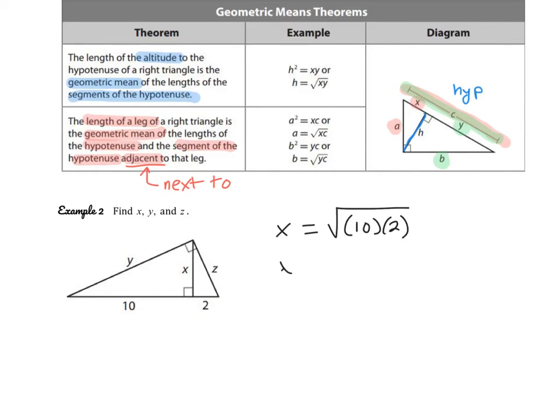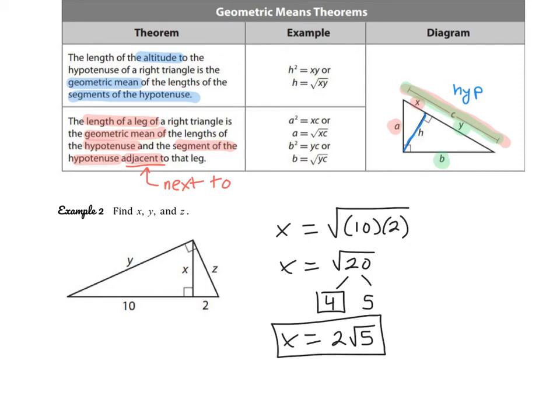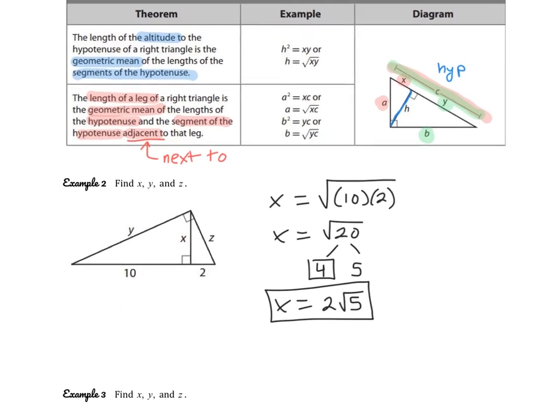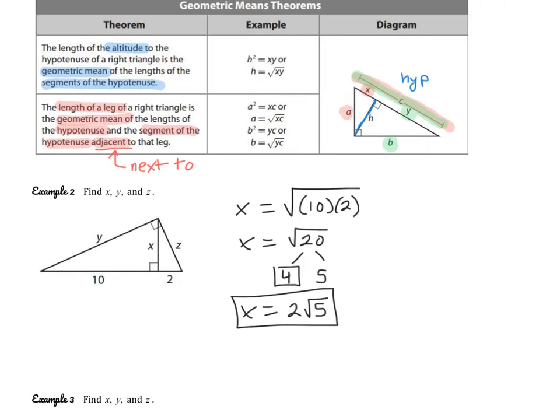So I take their product. So x equals square root of 20. So 20 we know is 4 times 5, and 4 is a perfect square. So that will simplify to 2 root 5. So we have solved for x. Let's see if we can now solve for y.